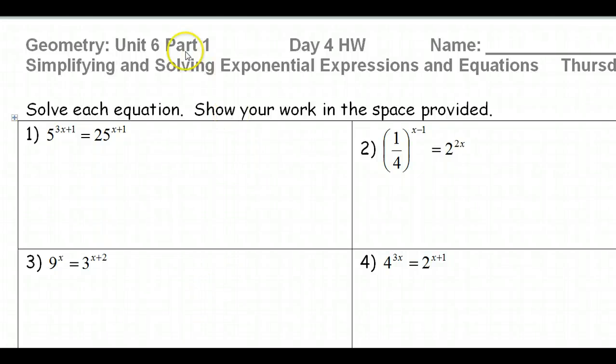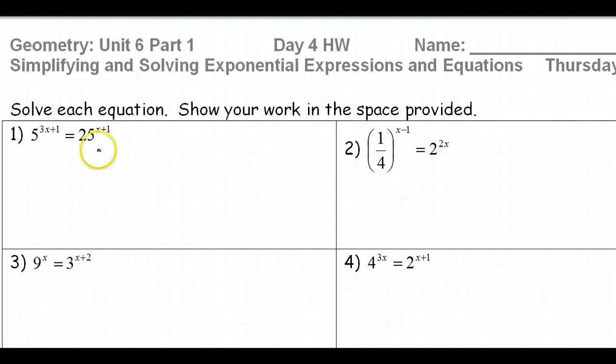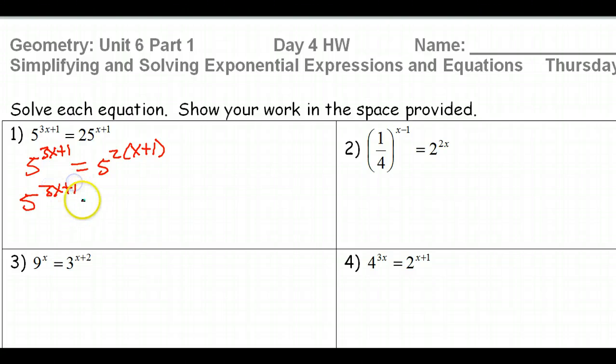So this lesson is about solving exponential equations, day 4 and whatnot. Alright, so the key to solving these equations is we have to get like bases. So we already have the 5, so we'll just keep the 5 to the 3x plus 1. And we'll turn this into 5 squared times x plus 1. So this will be 5 to the 3x plus 1 power. And this will be 5 to the 2x plus 2 power.